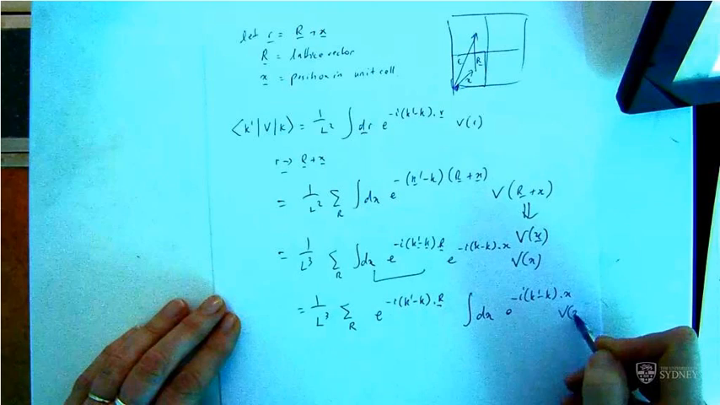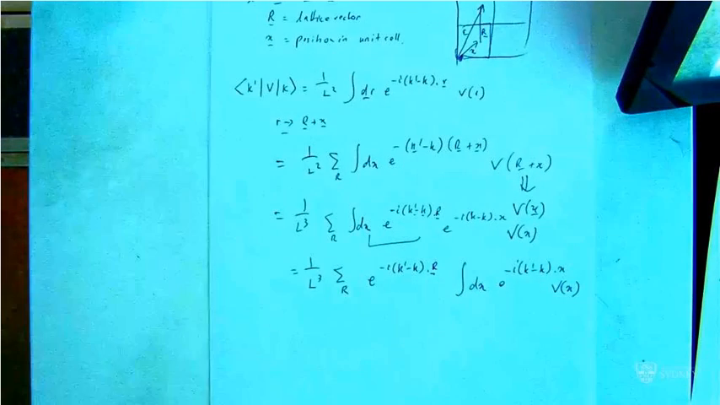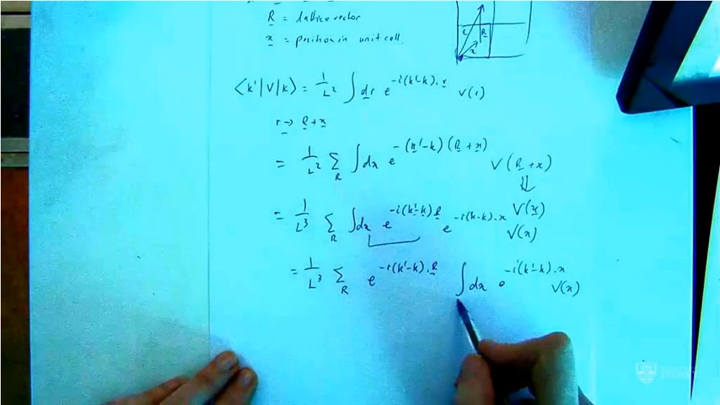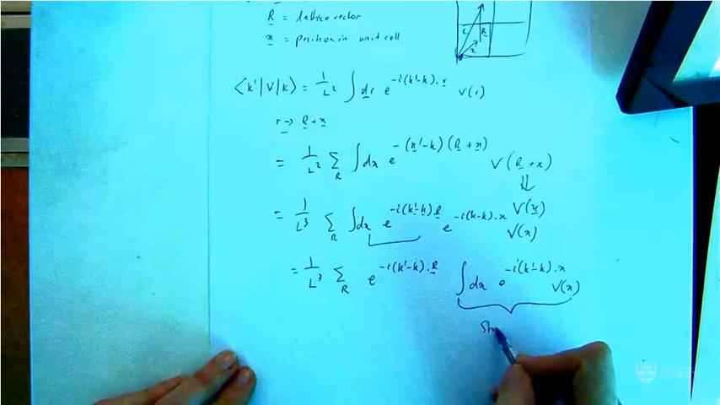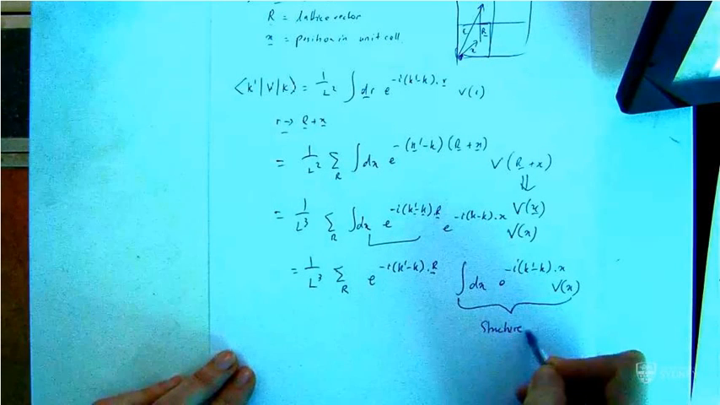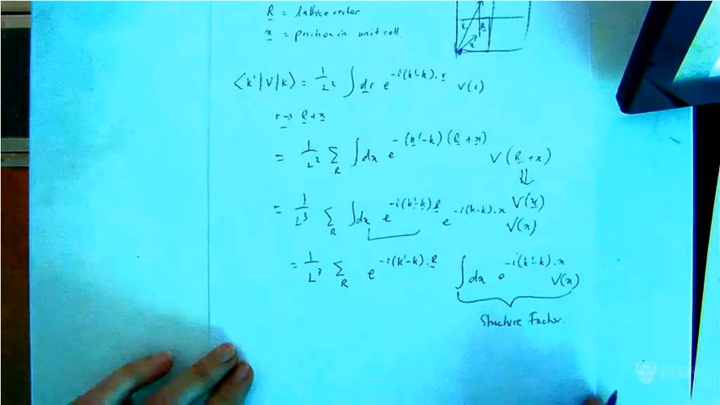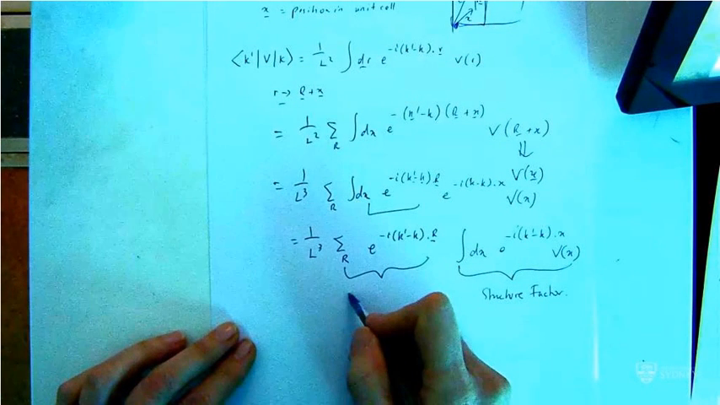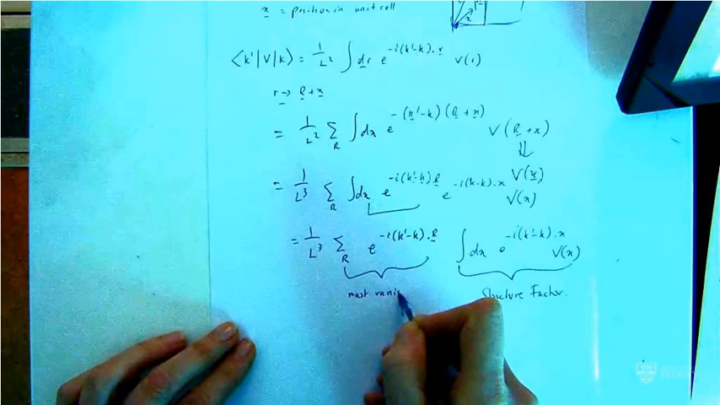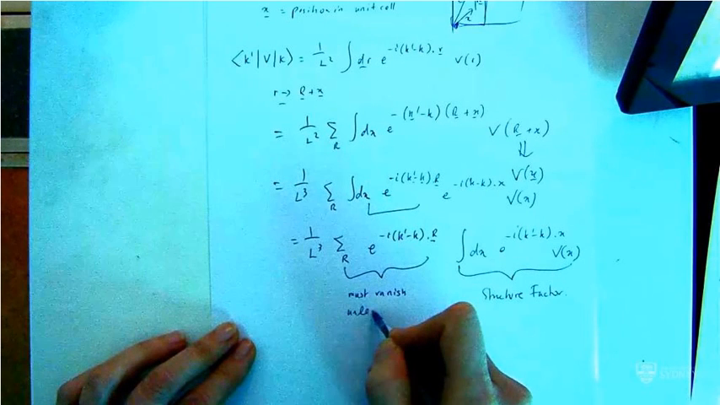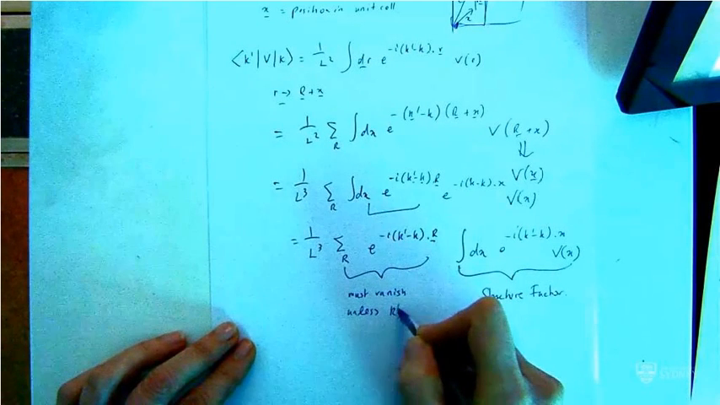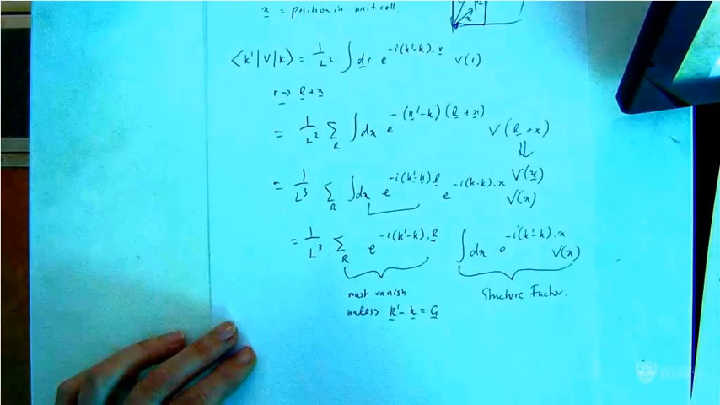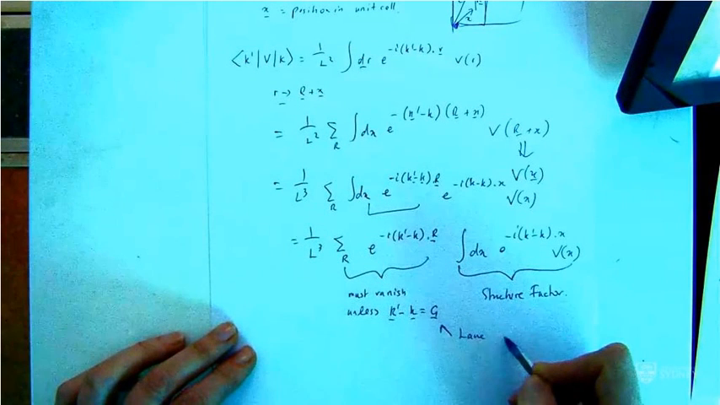Okay, so it's kind of separated into two pieces. And this part here is the structure factor of your crystal. And we have, like before, that this exponential must vanish unless k' minus k equals G, a reciprocal lattice vector, which was the Laue condition.